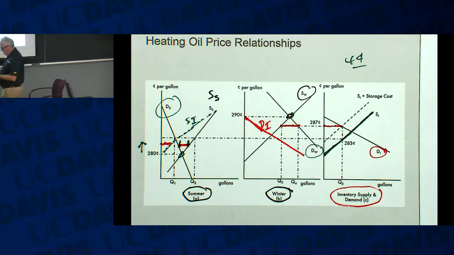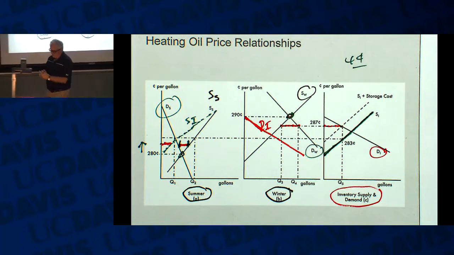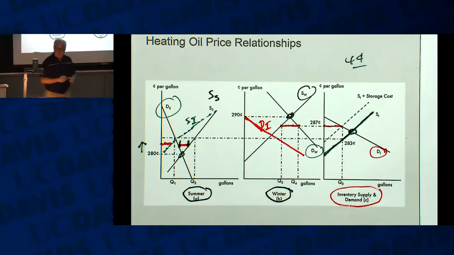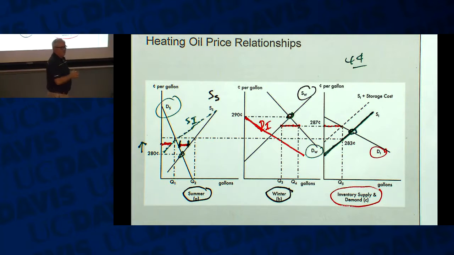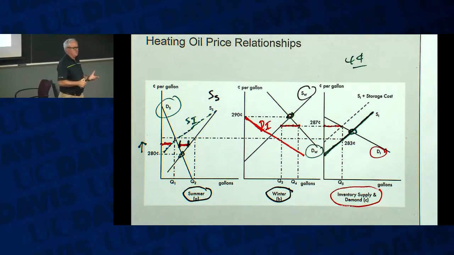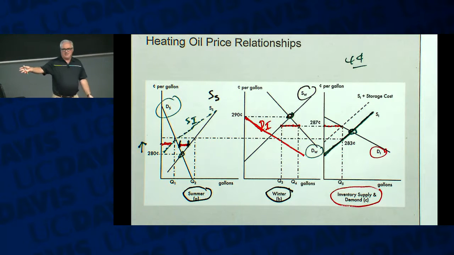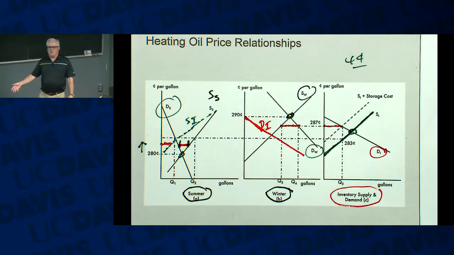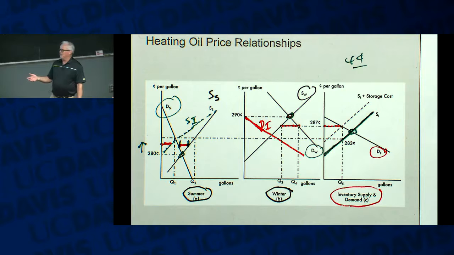If there are zero storage costs, if Paul's able to build a facility where it doesn't cost him anything, then the price in the winter is going to be the same as the price in the summer, isn't it? And he's going to be a nice guy, and he's going to take product off the market in the summer, put it on the market in the winter, and he's not going to ask for any payment. So we'd have the same price in the summer as the winter, right? It would be somewhere between $2.80 and $2.90.